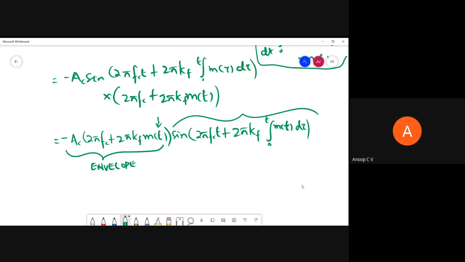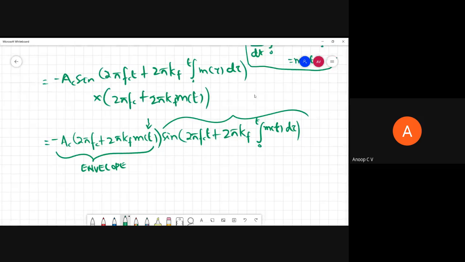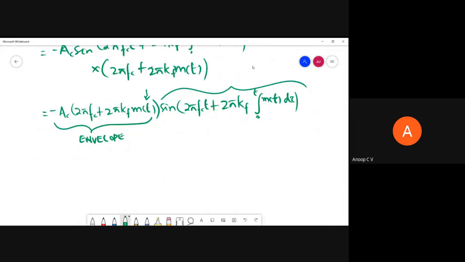So if you pass this through an envelope detector, I'll draw it again, that would be better. Initially, s(t) is passed through a differentiator. After it is passed through the differentiator, what we get here is d/dt of s(t).